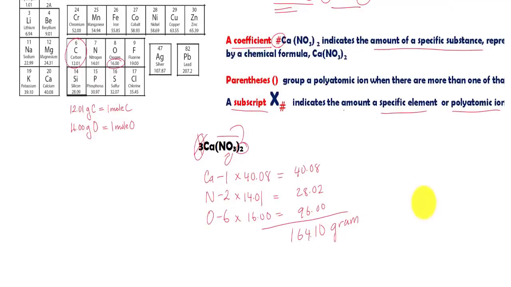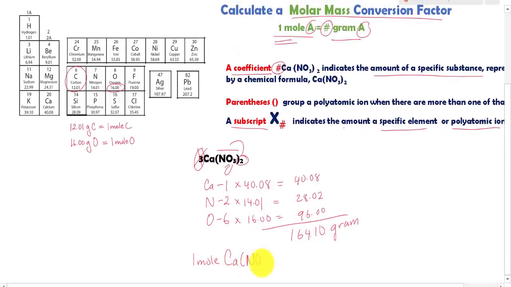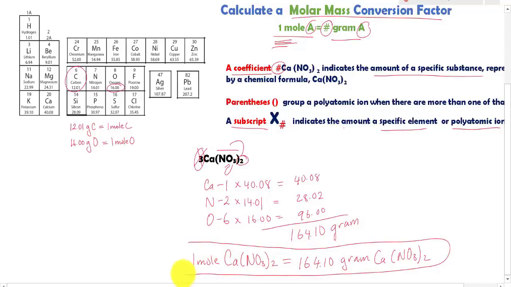How do we express this as a conversion factor? Of course, we will have 1 mole of the substance. 1 mole, in this case, the substance is Ca(NO3)2. Notice I don't care about the 3 because we are looking for 1 mole of a substance equal to 164.10 grams of Ca(NO3)2. And this is a conversion factor that we can now apply to the stoichiometry flowchart.